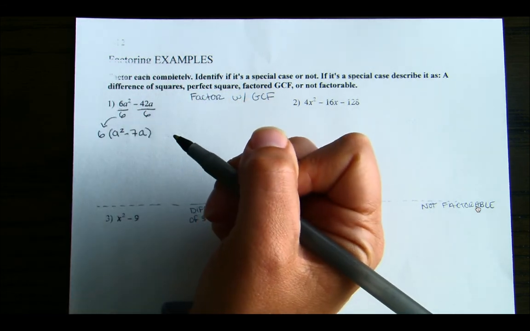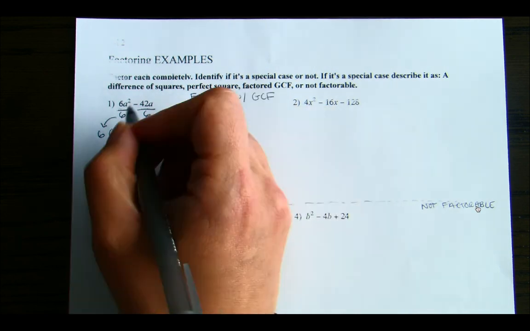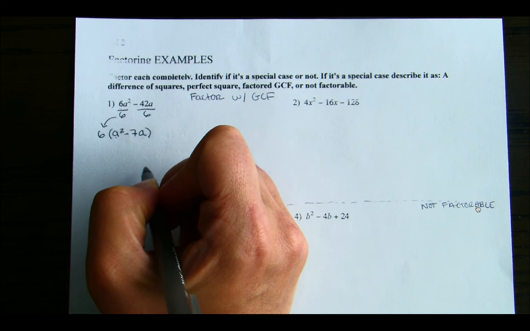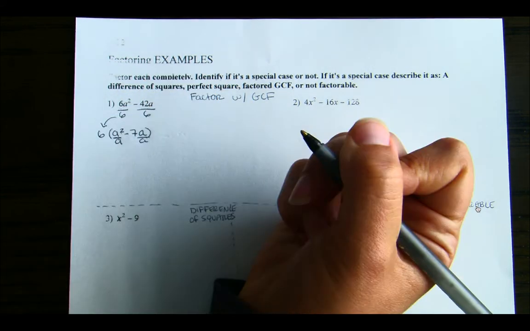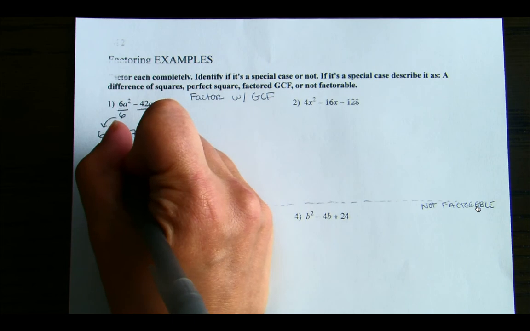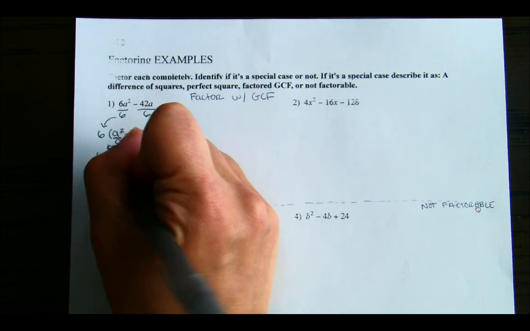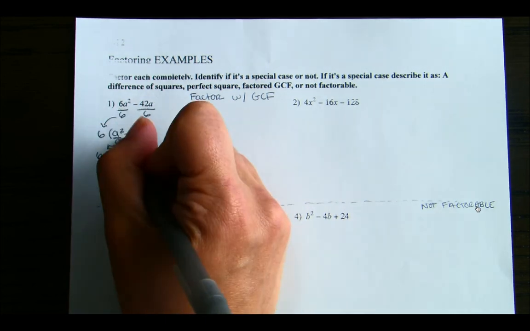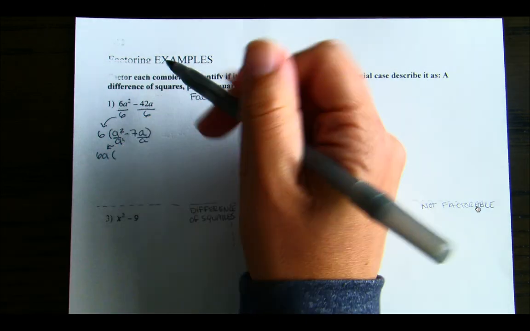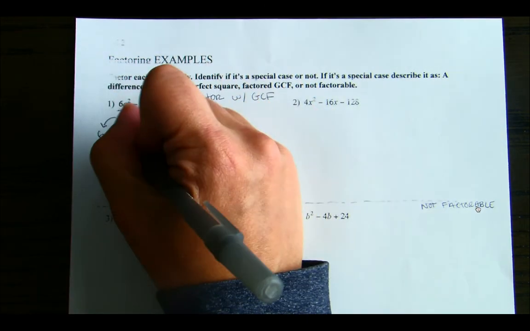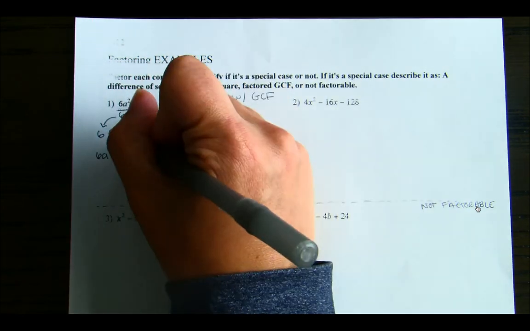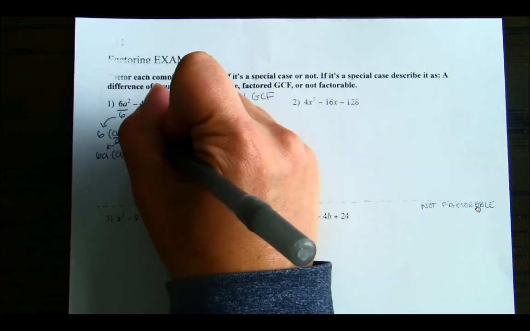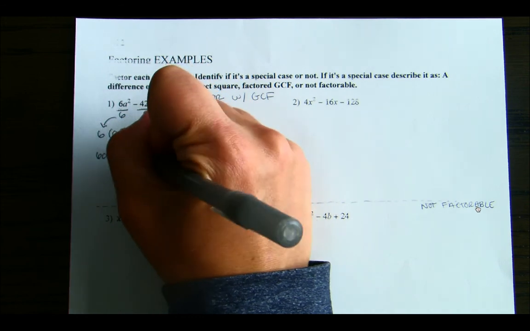So I want to find if there's anything else that I can remove from this to simplify or factor. So a squared and a both have a in common, which means I can divide by a. So I'm going to also remove an a. So now I have 6a on the outside. And remember, this is a to the first. So that means I'm getting rid of one of my a's. And that leaves me with an a here. And then a divided by a here is just 1. So I have minus 7.